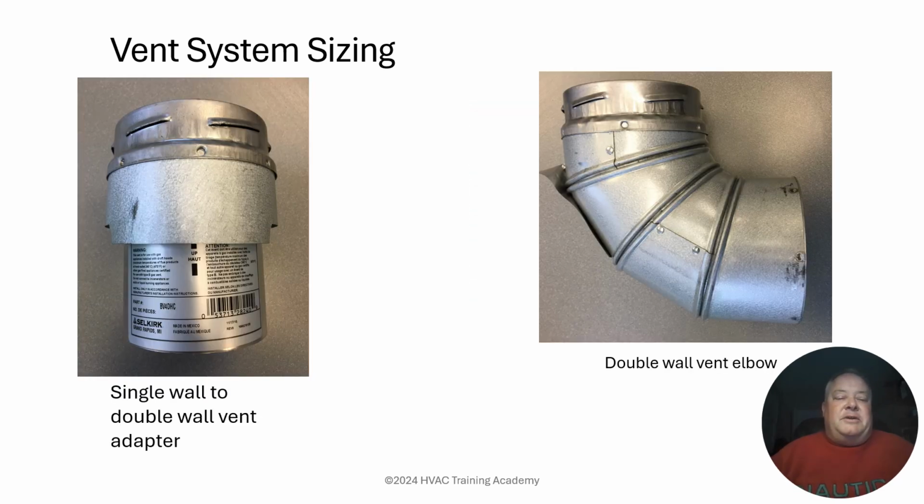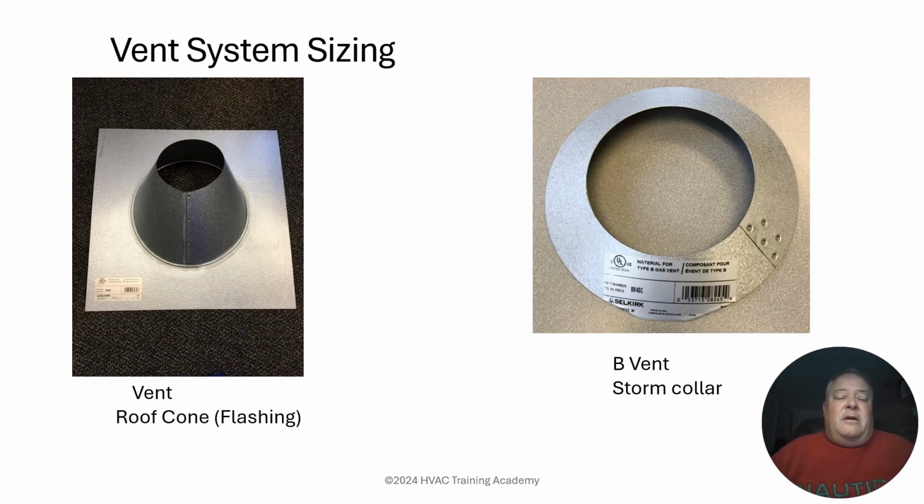Other components you're going to see are a single wall to double wall vent adapter and a double wall vent elbow. Again, double wall being B vent. The trade name out there a lot of times is going to be B vent. The roof cone or the flashing, that's the part that attaches to the roof. And I've got a picture showing you coming up here. The storm collar slides down very, very tightly around the outside surface of the B vent. The idea being any rain or moisture that starts to drip down the outside surface of the vent hits the storm collar and deflects it away so it doesn't come inside the building.